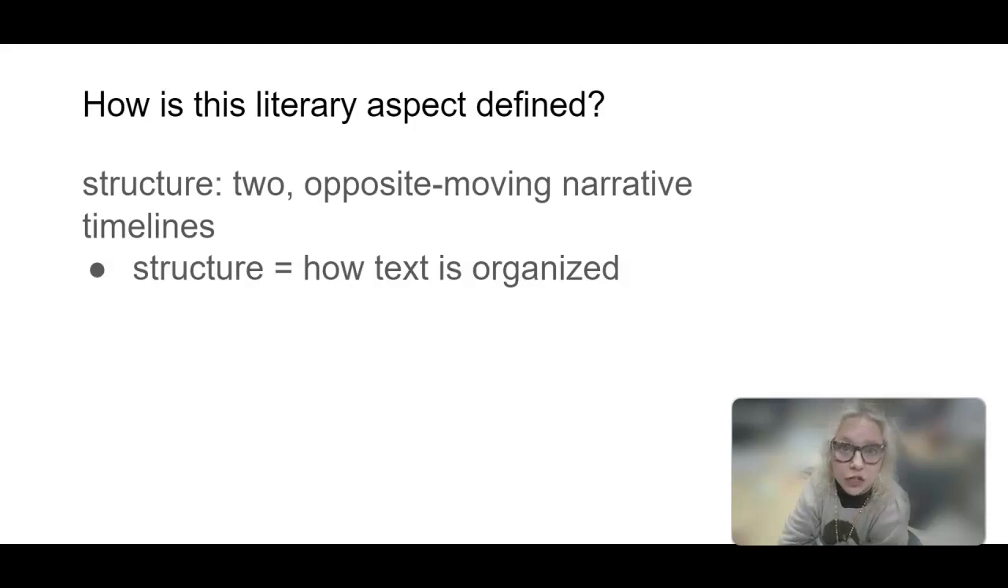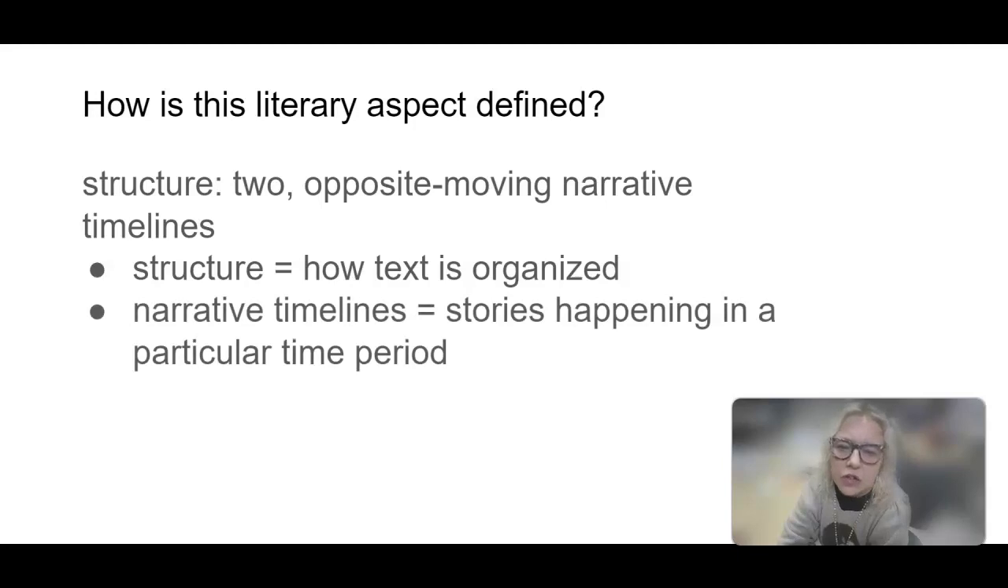First of all, what is this literary aspect? Well, it has to do with structure, right? And when we talk about DITS, it's the S in DITS, structure. Structure is simply how text is organized, and so it can be organized into sentences, into paragraphs, into chapters, into large works. And for this particular literary aspect, since we're looking at the whole book, we're looking at how the book has been structured, and how the two narrative timelines that we have in this book are structured.